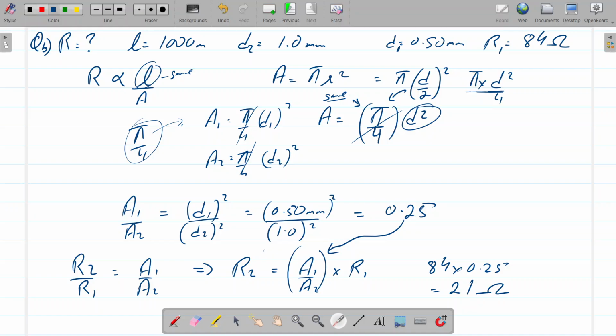Over here, they've given 1.0 or 0.50 or 84. So those are all two significant figures. 1000 is four significant figures. So what's the least number of significant figures value given in the question? That's two. And so your answer should be at least two significant figures. That's the minimum, right?